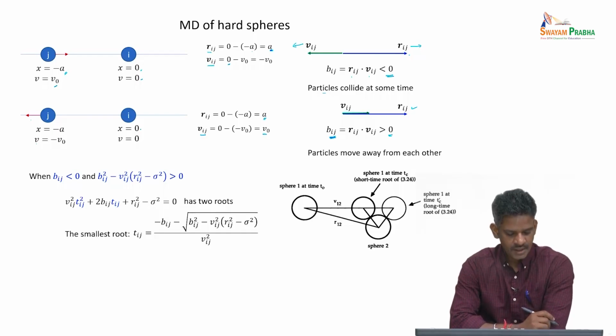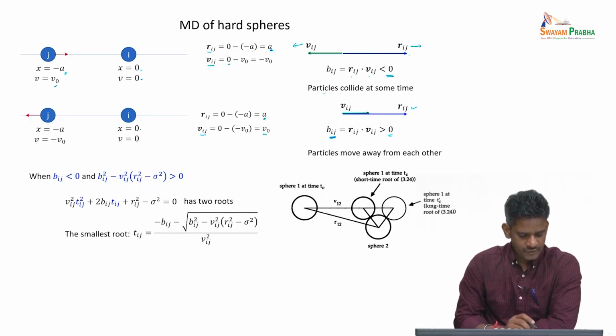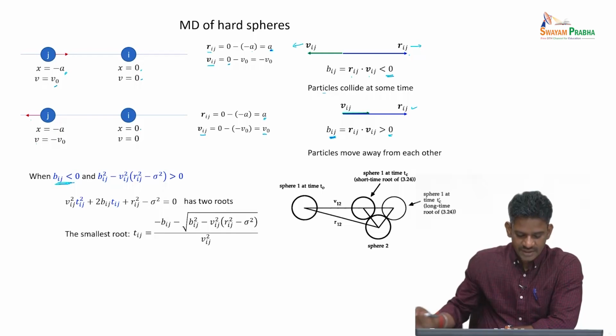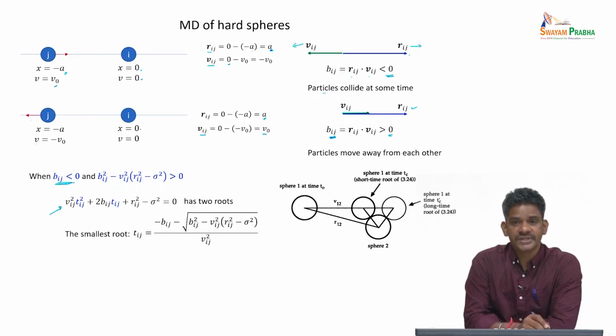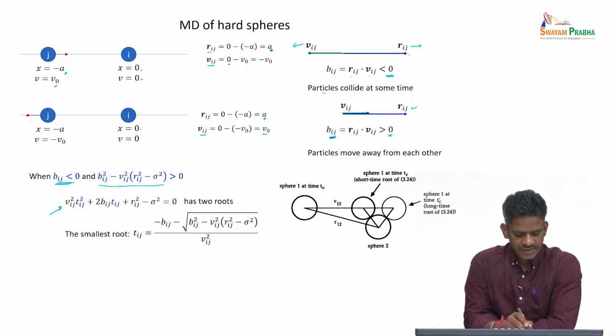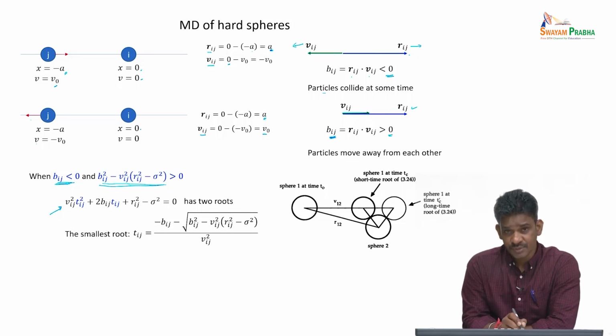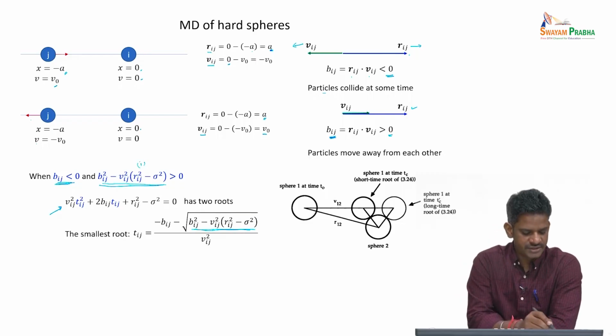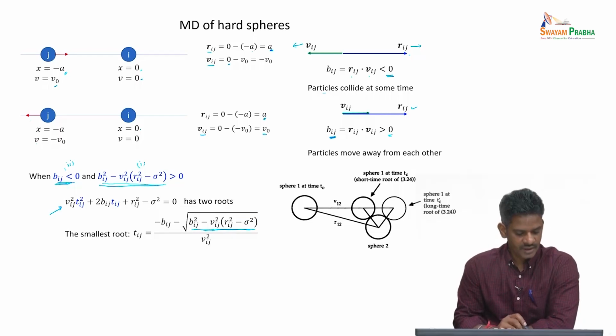And we also have to remember that not only is Bij going to be negative, but also, because this is a quadratic equation, the quadratic equation that gives the collision time should have a real solution, it can't be a complex number. So, that gives an additional condition that b square minus v square times r square minus sigma square should also be a positive number. That is because if you solve this quadratic equation, you get this term within the square root, and this number has to be positive. That is one condition, and the second condition is that b should be negative.